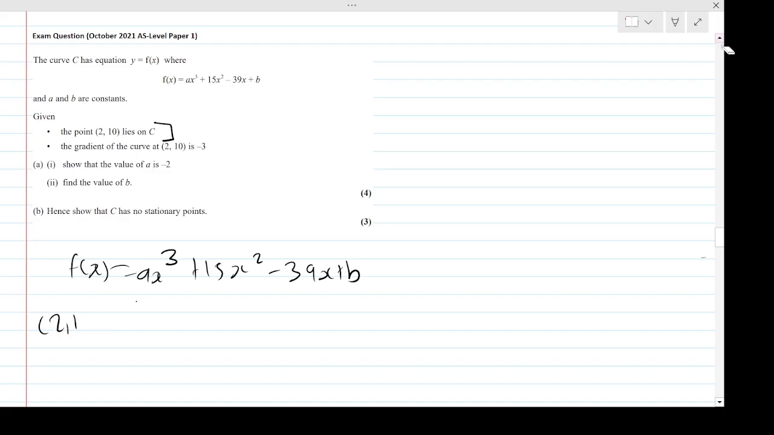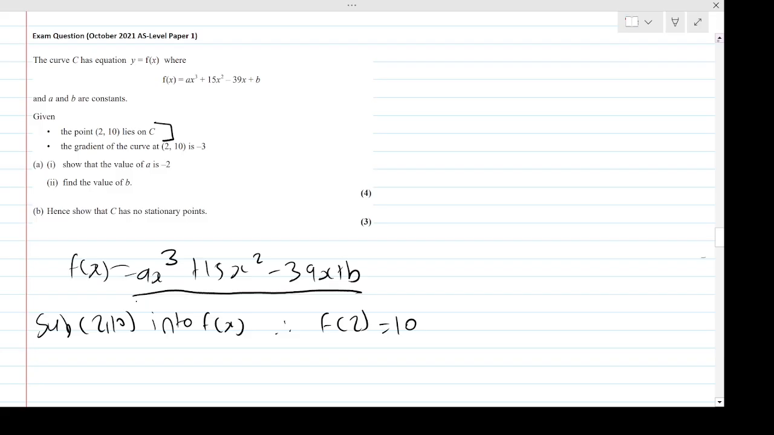So what that means is, if it lies on the curve, that means (2, 10) satisfies the equation, right? So if I substitute this (2, 10) into f of x, therefore we can say f of 2, so f of x, if x is 2, f of 2, that has to equal 10. If I substitute 2 into here, then I'm going to get a lots of 2 cubed, add 15 lots of 2 squared, minus 39 lots of 2, add b.